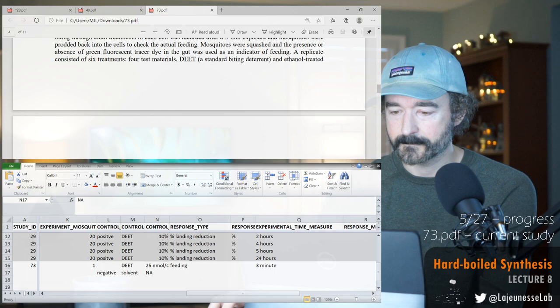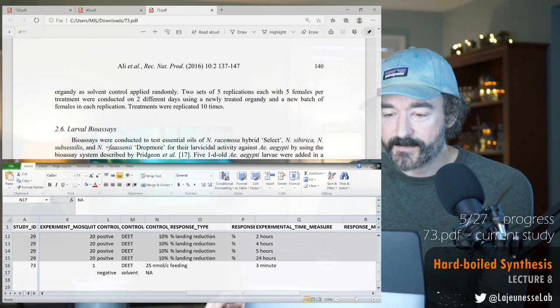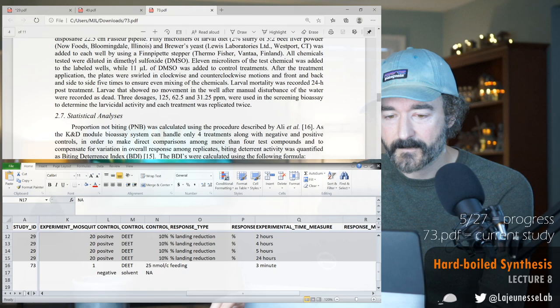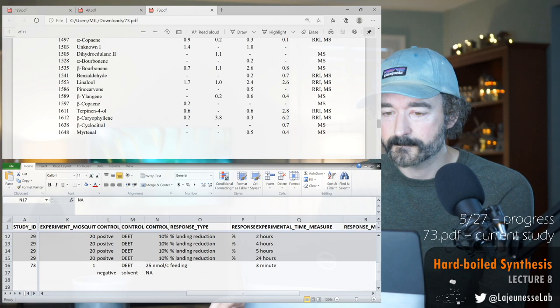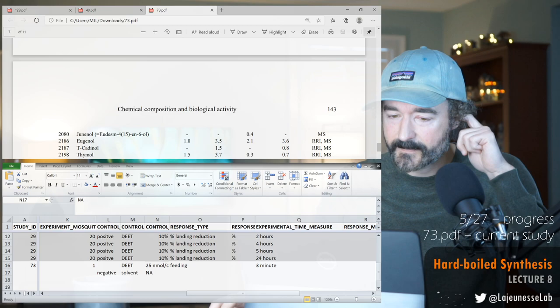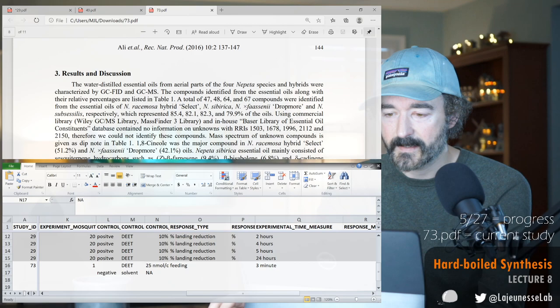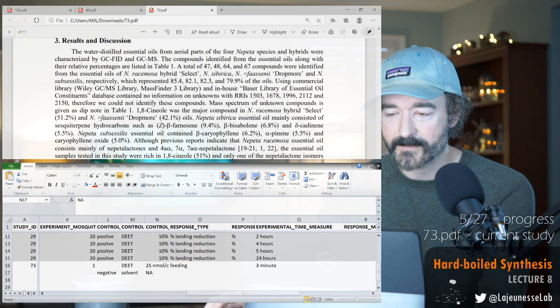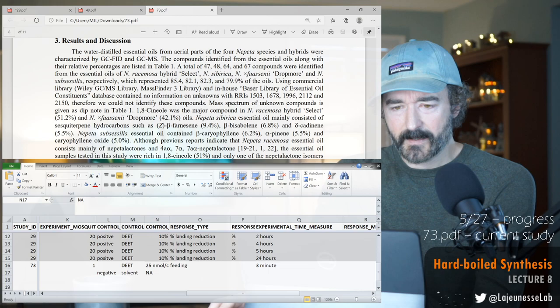It's gonna suck to try to figure out what the actual replication of it is. Maybe they provide stats and I could just get to it right away. All right, let's figure out what the results are. So they derive a bunch of compounds. I like it when they do this kind of stuff. You're trying to tease out the causative agent of the repellency effect, and so you use different chemicals within the plant to figure it out. Water distilled essential oils.